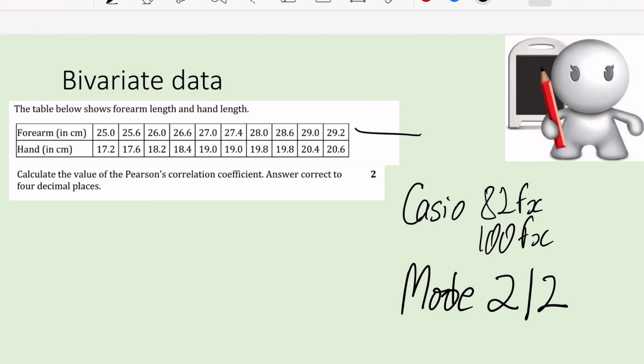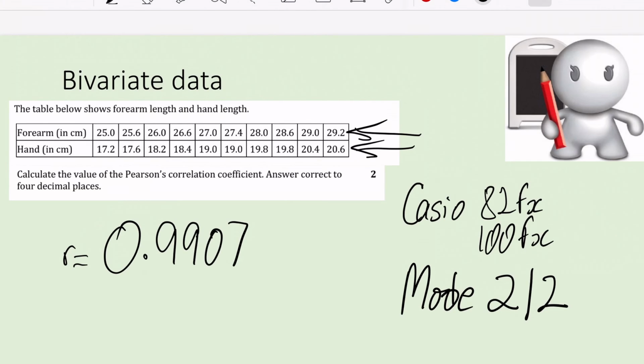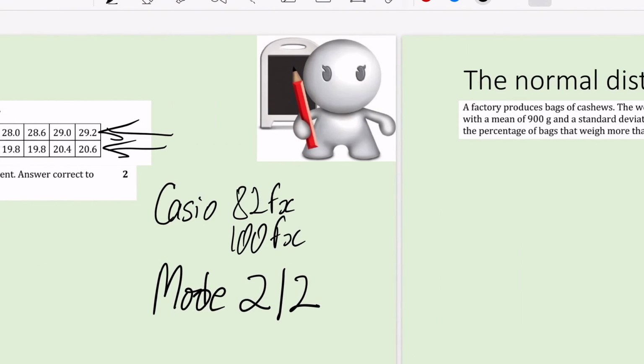You would enter all of these results first and then all of these results second, and then work your way across to calculating the correlation coefficient, and that's going to be 0.9907. Now that's pretty much near perfect positive correlation. So there's a high degree of a relationship between the hand span in centimeters and the forearm span in centimeters. So you really need to learn to know how to enter these types of data into your calculator and to be able to work out Pearson's correlation coefficient.